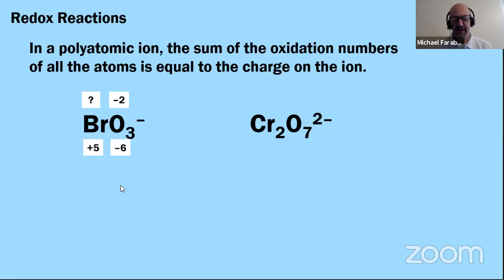Here we have another example, the dichromate ion. We've got oxygen, which we know is typically -2. Here we have chromium, which we don't know. There are 7 oxygens, so 7 times -2 is -14. The two chromiums together are not going to be positive 14, but rather positive 12. That means that the overall oxidation state of each chromium is going to be plus 6.